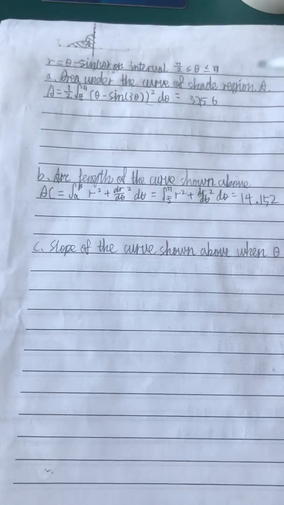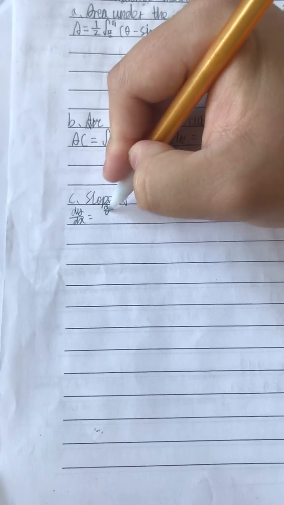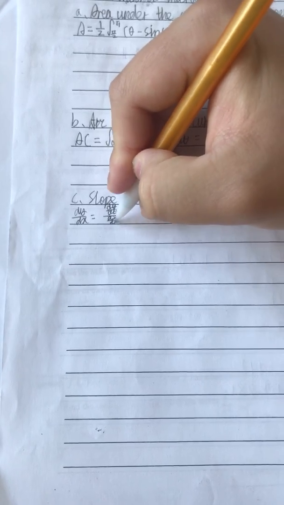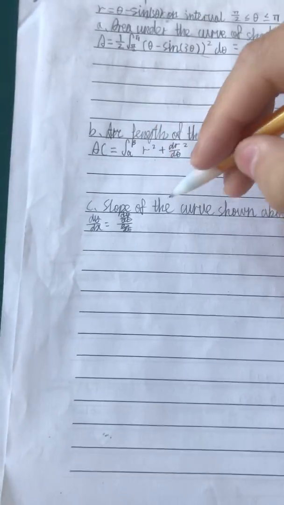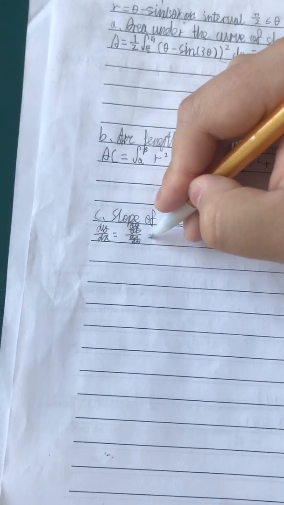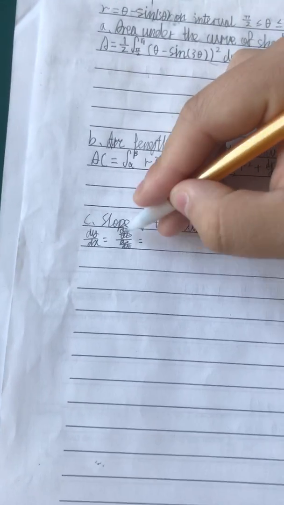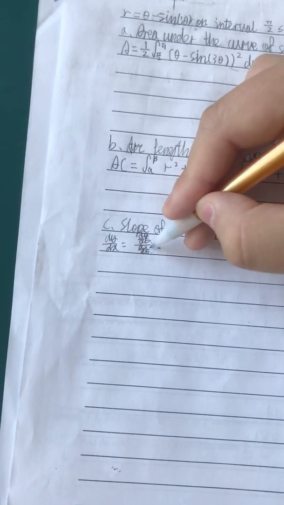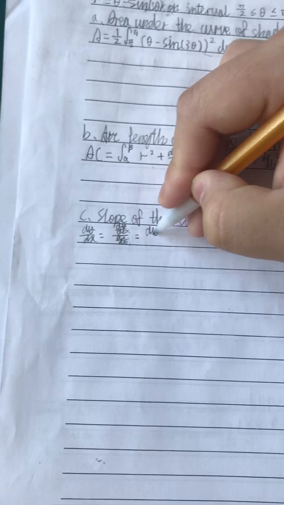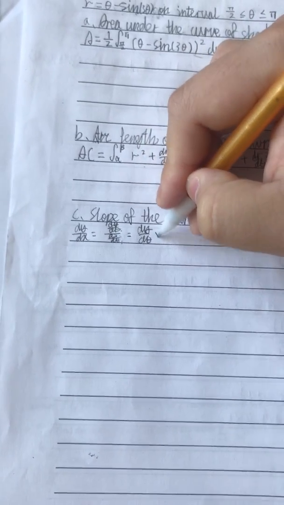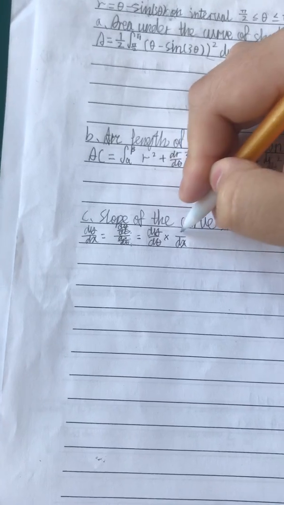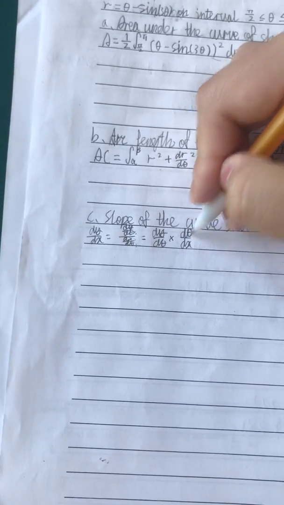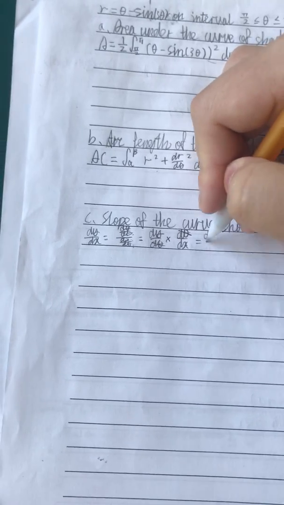But in order to find the slope, that means we are trying to find dy dx. That means we would need dy d theta over dx d theta. Well, it's the same theory as the slope of parametric, or at least it's similar. So dy d theta divided by dx d theta, which will be dy d theta times d theta divided by dx. So we can cross out d theta. That's how we get dy dx.